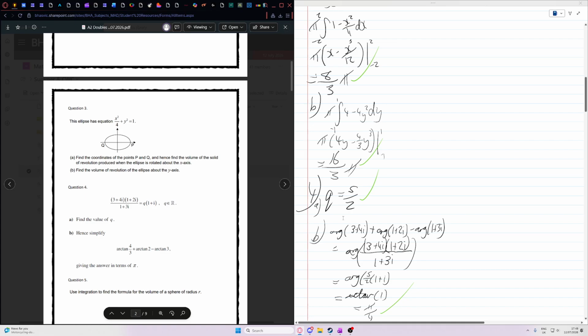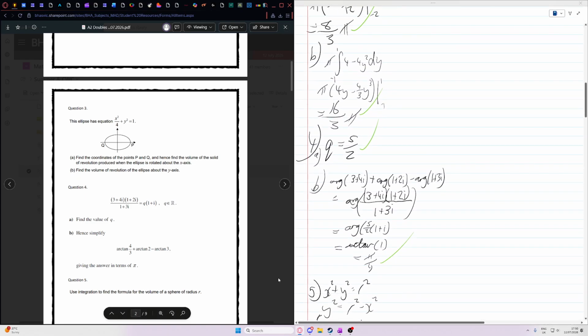Right, question 4. I could not be bothered to do, actually, to be fair, this is relatively easy to do in your head. You just expand this bracket in your head, and then you can see that it will be 5/2 of this right side here.